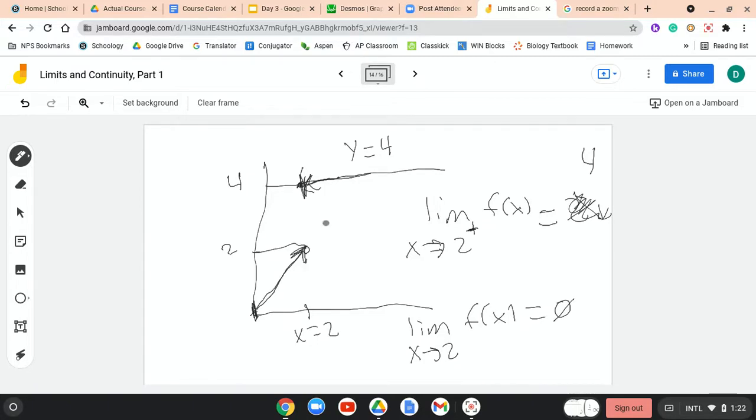So the function as a whole isn't approaching a definitive number. We get two answers, they disagree with each other. Therefore, the limit as a whole is undefined. There's no answer. We can't give an answer. The answers are in disagreement with each other.